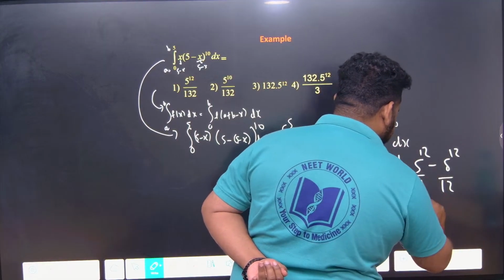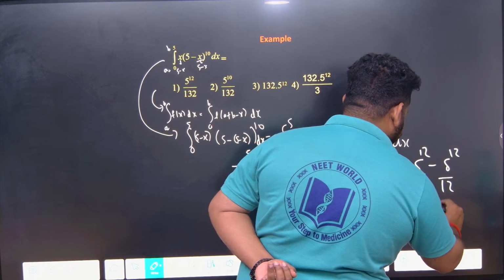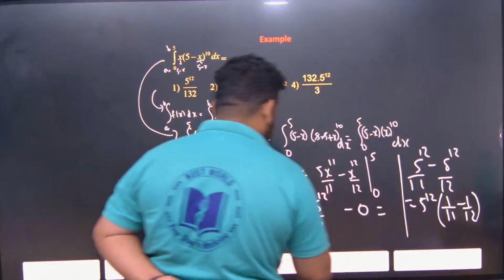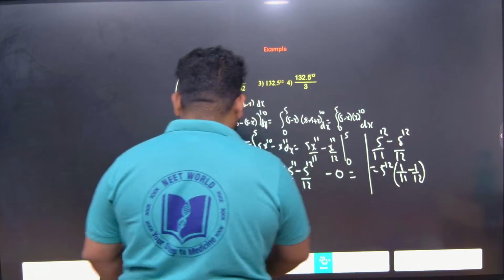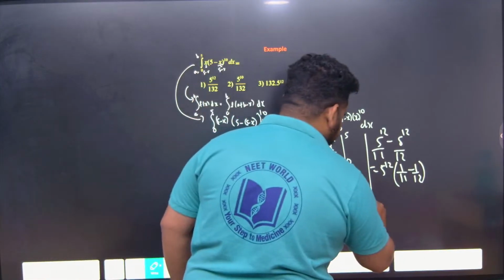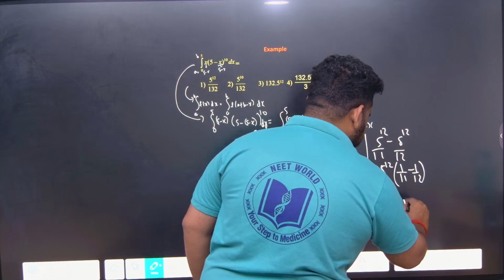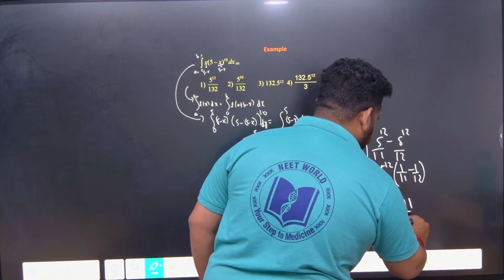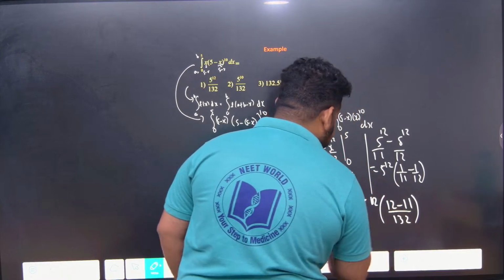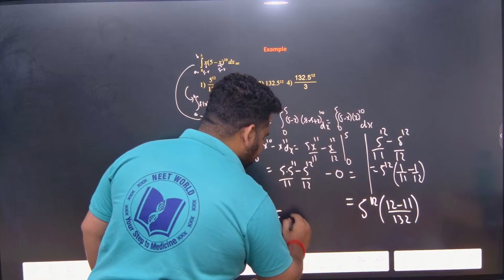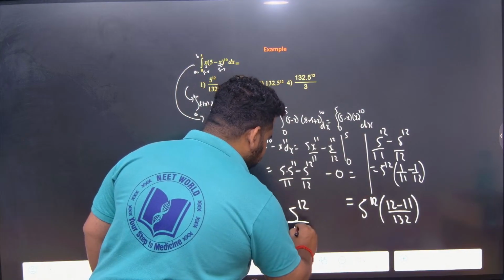So let me take 5 to the power of 12 common: 5 to the power of 12 into (1 by 11 minus 1 by 12). This equals 5 to the power of 12 into (12 minus 11) divided by 11 into 12, which is 132. So the answer is 5 to the power of 12 divided by 132.